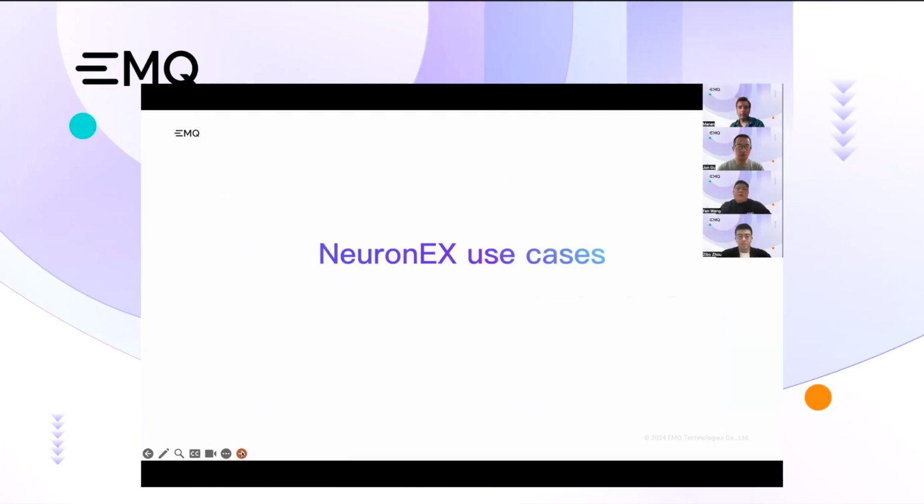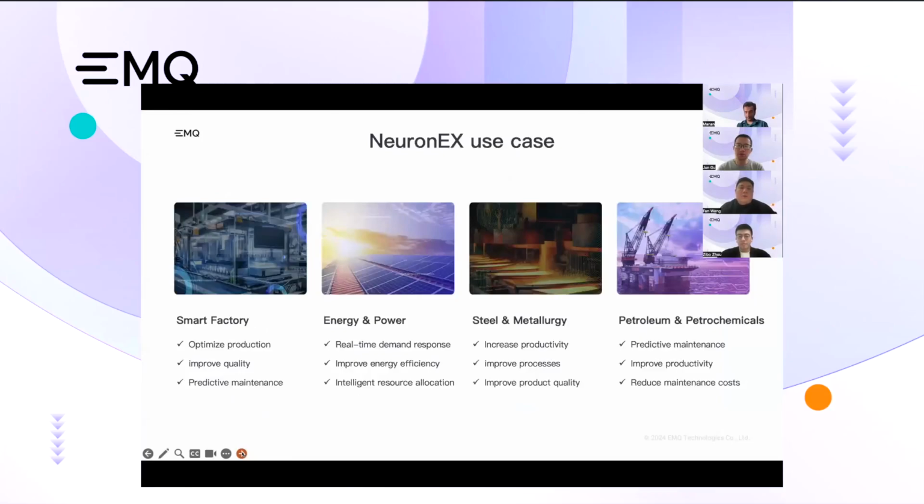NeuronEX is already used in a lot of industries. We just bring up several, like smart factory, energy, steel and petroleum. We can leverage NeuronEX and EMQX solutions to do production optimization, predictive maintenance and real-time demand response. We can also use this system to provide an end-to-end data collection and data management system for IoT.